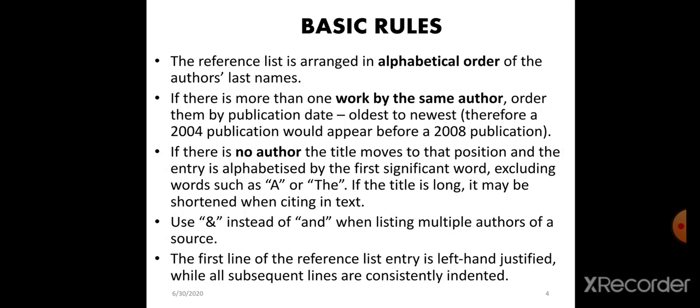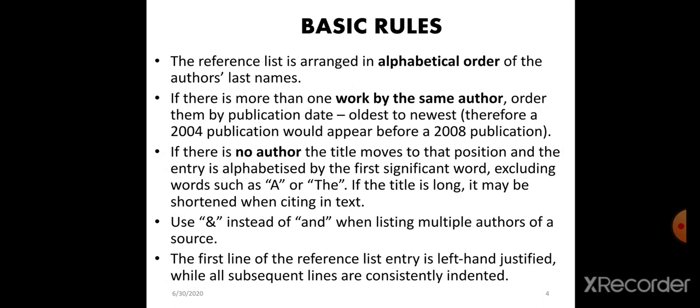Basic rules. There are certain rules that we are supposed to follow in the end references. First of all, the reference list is arranged in alphabetical order of the author's last name. If there is more than one work by the same author, order them by publication date, oldest to newest. Therefore, a 2004 publication would appear before a 2008 publication. If the writer is the same, we are supposed to give the latest publication record first and later the other one.